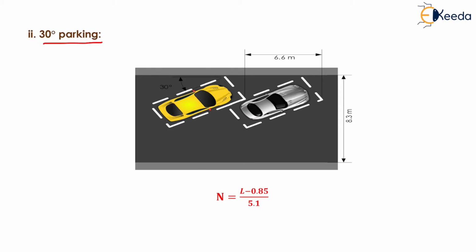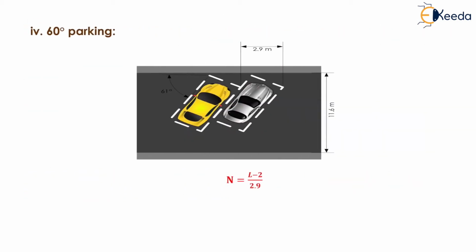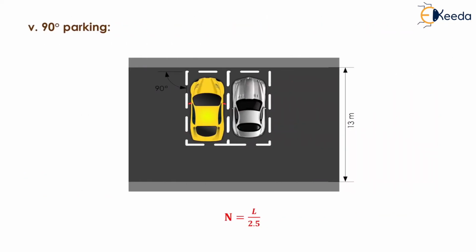Now in 30-degree parking, the vehicles are parked like this. So the number of spaces will be equal to (L minus 0.85) divided by 5.1. Similarly, for 45-degree parking, the number of spaces will be equal to (L minus 2) upon 3.6. For 60-degree parking, the number of spaces will be equal to (L minus 2) upon 2.9. Similarly, for 90-degree parking, the number of spaces will be equal to L upon 2.5.